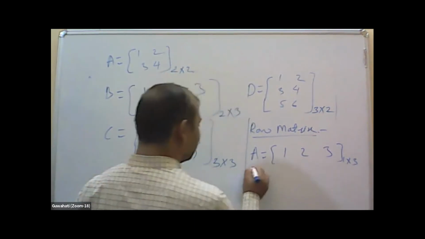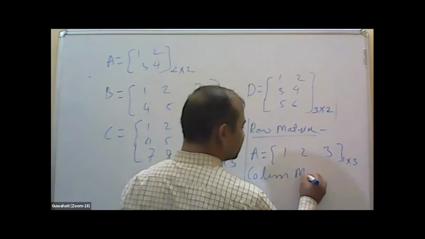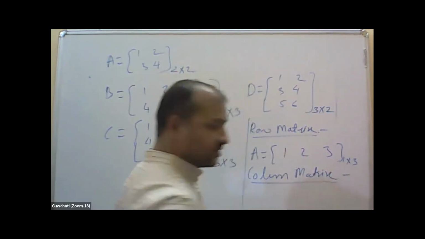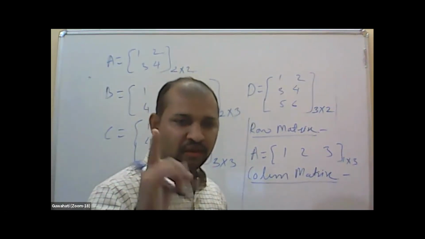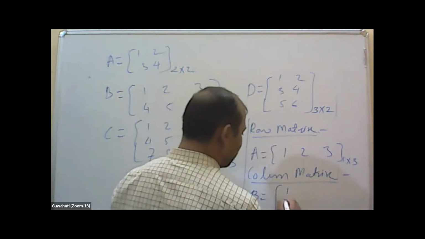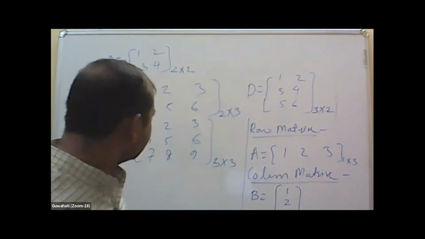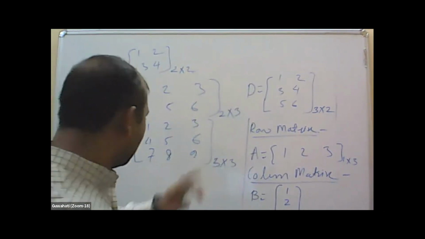Similarly, we'll define another matrix called a column matrix. A matrix A is said to be a column matrix if the matrix has a single column. Suppose it is in the form of 1, 2, 3. Is it clear? Okay. Yes, sir. So order is row by column.